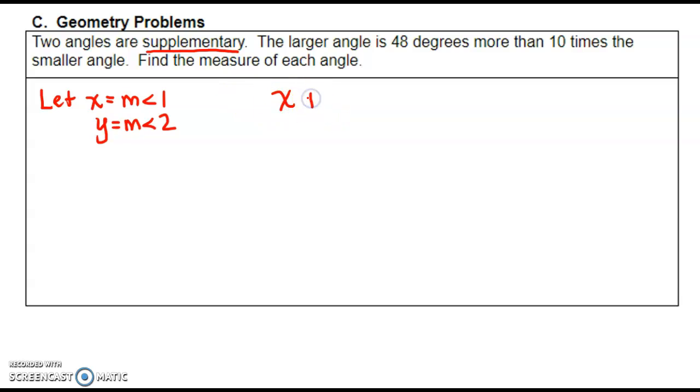The measure of angle 1 plus the measure of angle 2 is 180 degrees. Now it says the larger angle is 48 degrees more than 10 times the smaller angle. So the larger angle is 48 degrees more than 10 times the smaller angle. So 10 times the smaller angle plus 48 degrees. Now this is perfectly set up for substitution, so I can plug that in there.